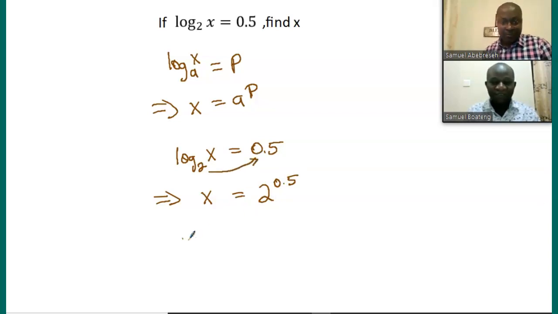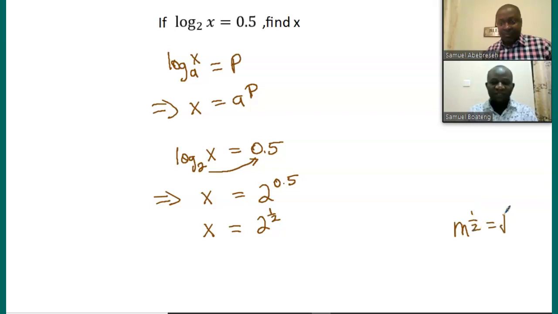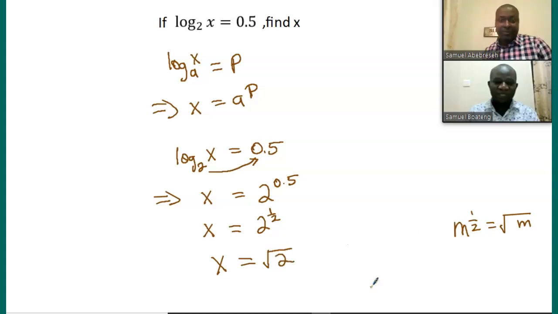We can rewrite it as x equals 2 raised to the power 1 on 2, which is also the same as the square root of 2. Any number raised to the power 1 over 2 can be written as the square root of that number. And the answer can be written in 3 ways. So if it is an objective test, you look at the option that represents your answer, then you take it.